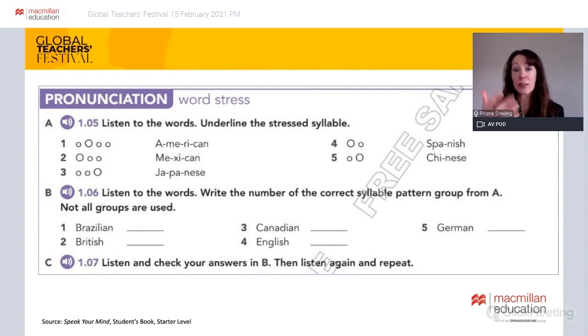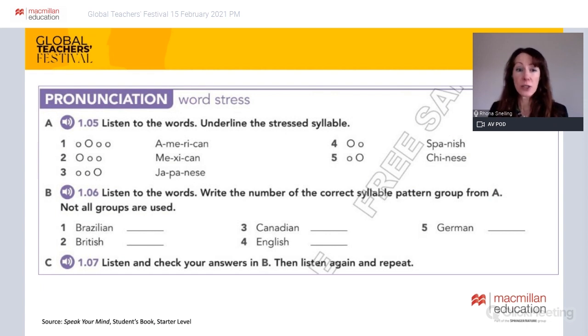Activity B is another noticing stage, raising awareness of the patterns. The patterns match the ones in activity A, so we're starting to build those neural networks between words, all of which helps. Then activity C is another listening, and right at the end, we've got the production stage, where the students are going to produce those sounds.